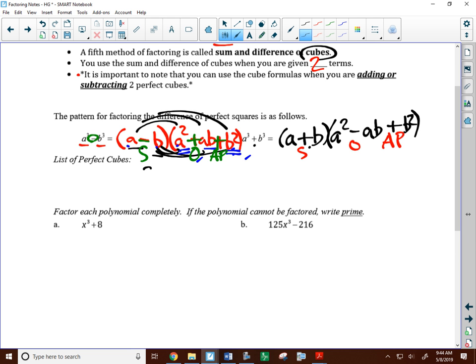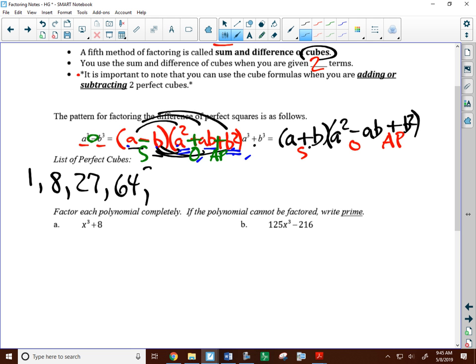How about any additional thoughts on the formulas there? So then, list of perfect cubes. It's good to recognize, just like before the squares. Let's go up to about 7 or so for these. 1 cubed is 1. What's 2 cubed? 8. 3 cubed? 27. Not 9, 9 is 3 squared. 4 cubed? 64. 4 times 4, 16 times 4, 64.